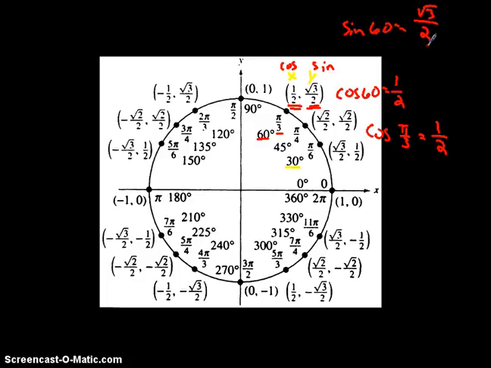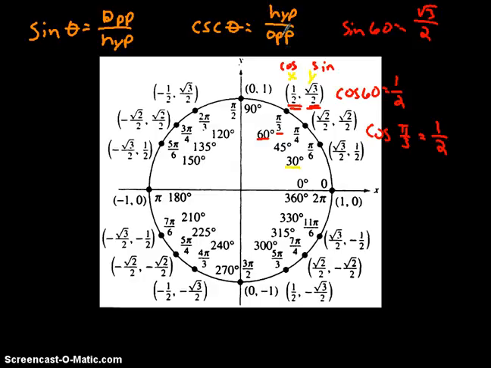The ones that you can't find right away are secant, cosecant, tangent, and cotangent. So remember that if you knew sine of an angle was opposite over hypotenuse, cosecant of that angle is the reciprocal. So cosecant of that angle will be hypotenuse over opposite.